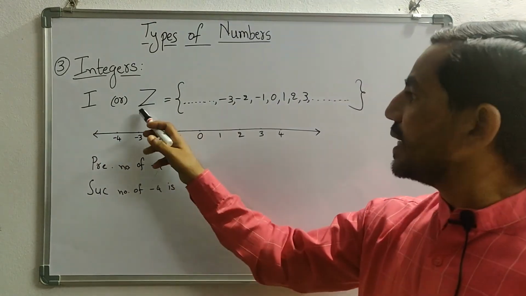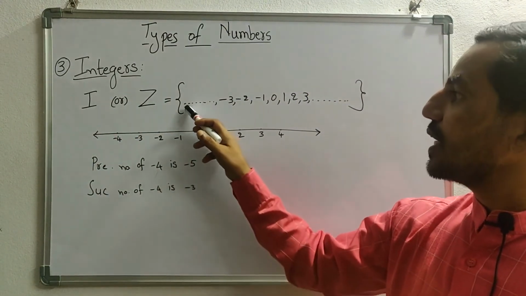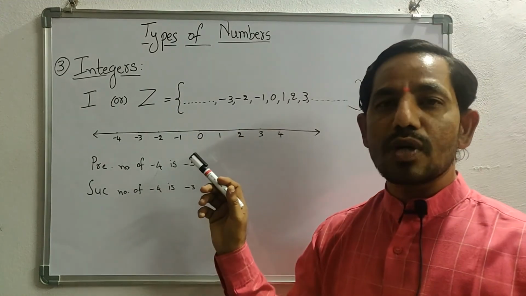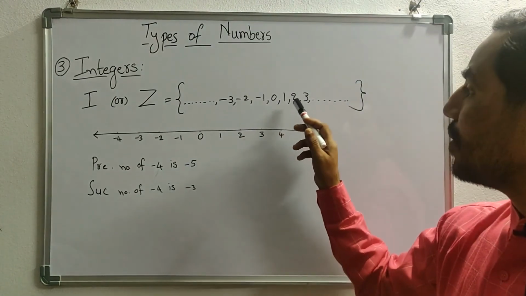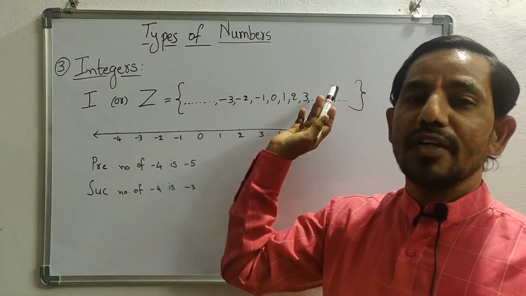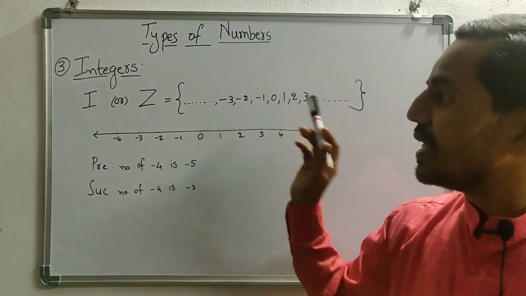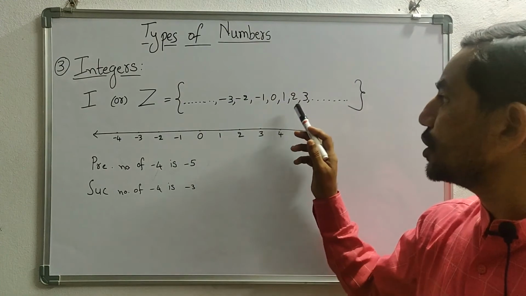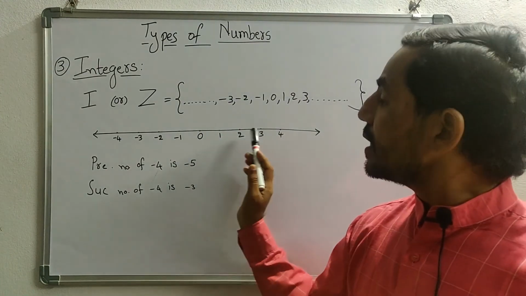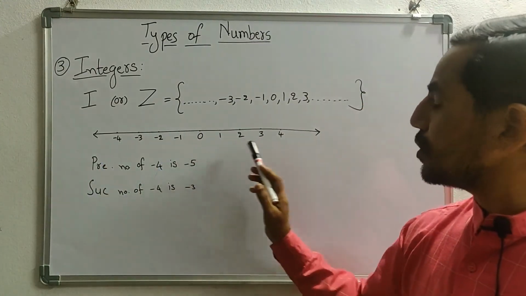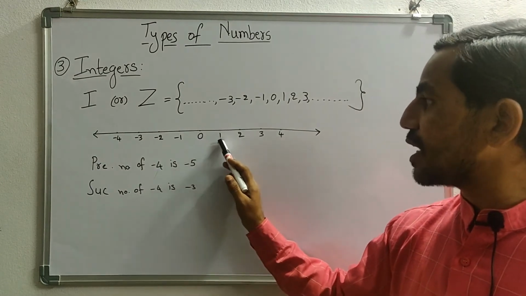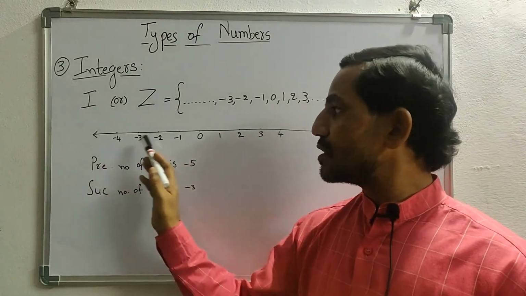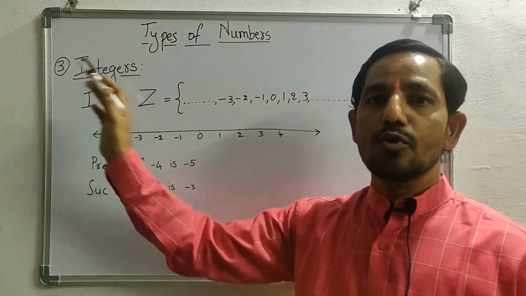So here Z or I is equal to the set of negative numbers, so many negative numbers are there: -3, -2, -1, 0, 1, 2, 3, 4 and so on to infinity. In that set, negative numbers and positive numbers are there, including 0 also. It is denoted on the number line. In the middle is 0, on the right side are the positive numbers 1, 2, 3, 4 and so on, and on the left side the negative numbers -1, -2, -3, -4 and so many more.